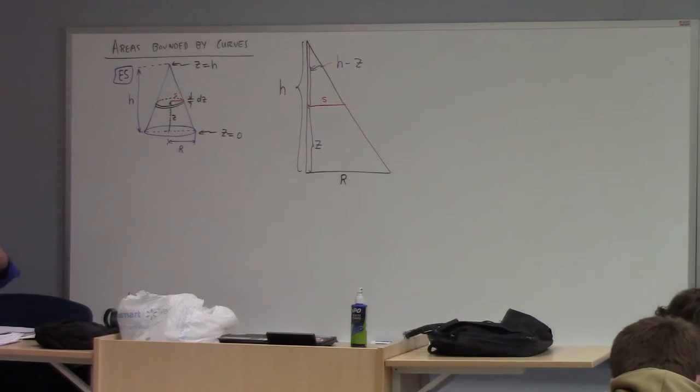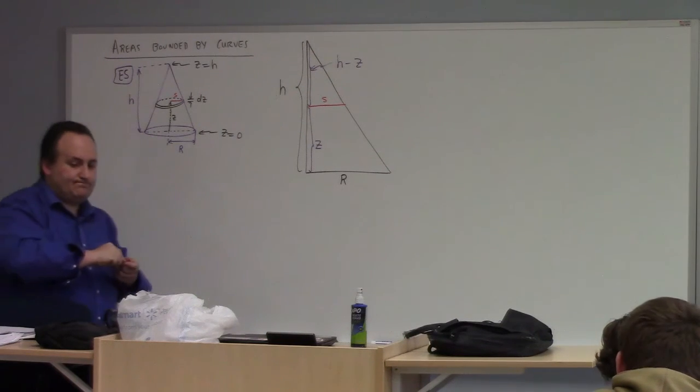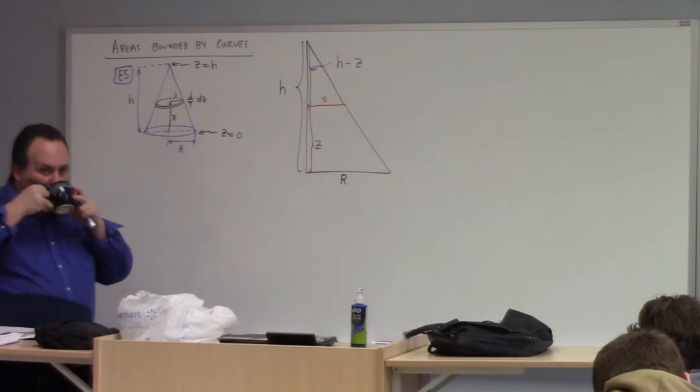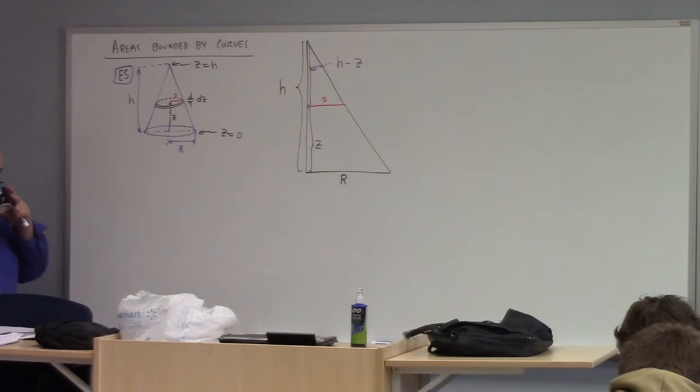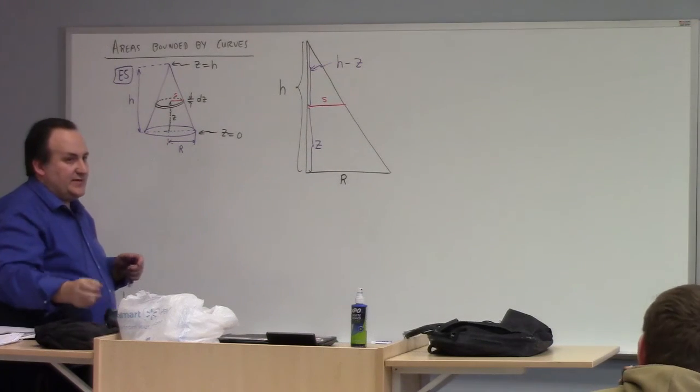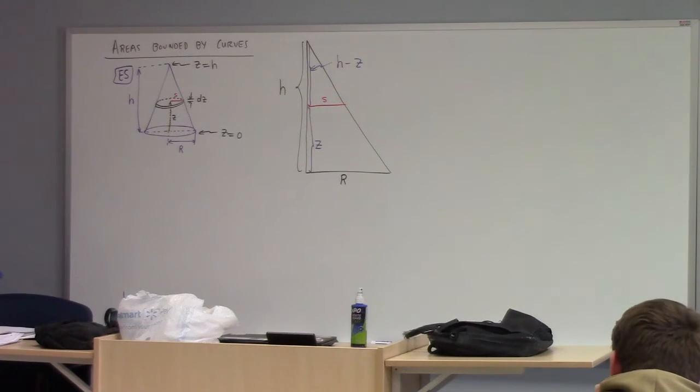So how can we relate H and Z and S and R, right? H and R are given. Any ideas? What do you guys learn about in geometry? Or Algebra 2 or Algebra 1. I don't know where you guys learn things.